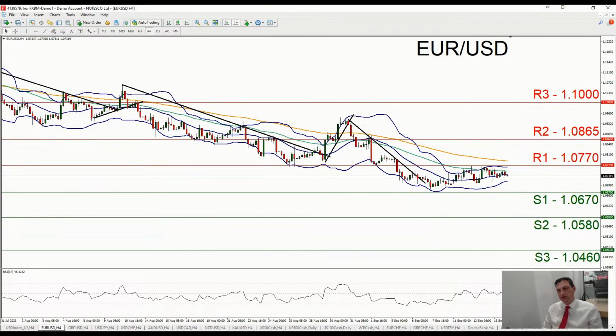On the other hand, should the bank remain on hold but highlight that this is a mere pause and more rate hikes are to come, or another rate hike is quite possible, that could still, despite the bank remaining on hold, provide some support for the euro side of the pair and allow EUR/USD to rise above the R1 and start aiming for the R2.